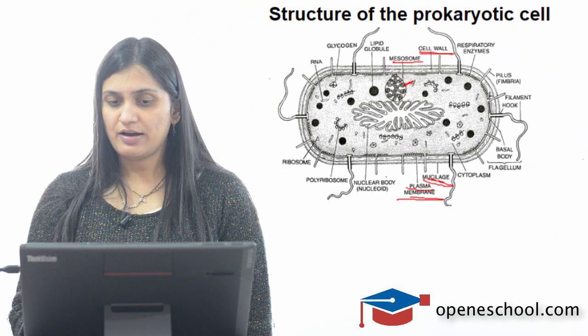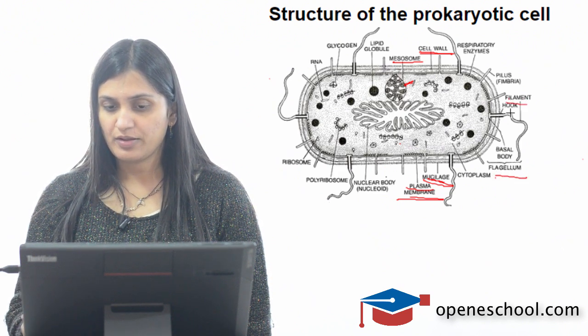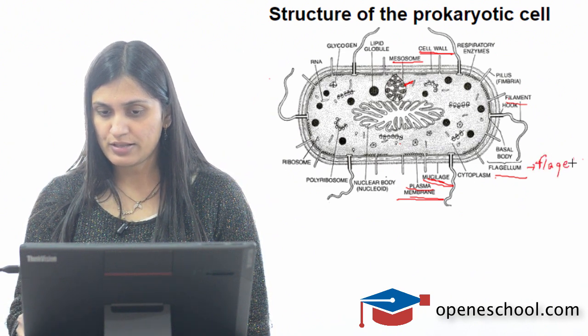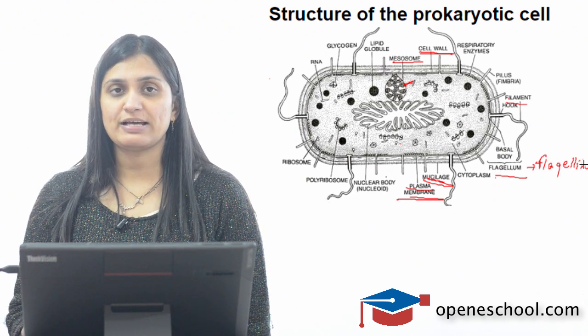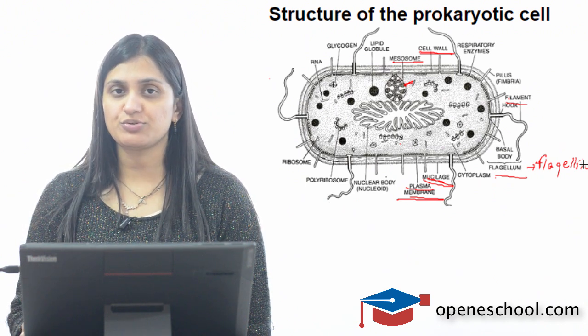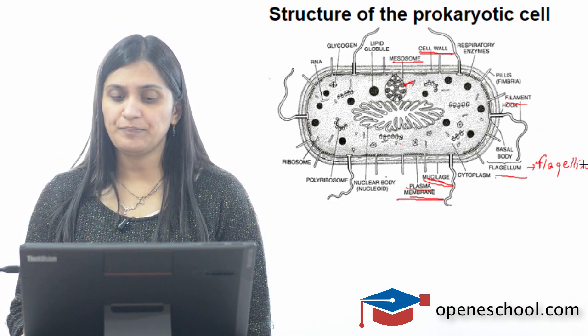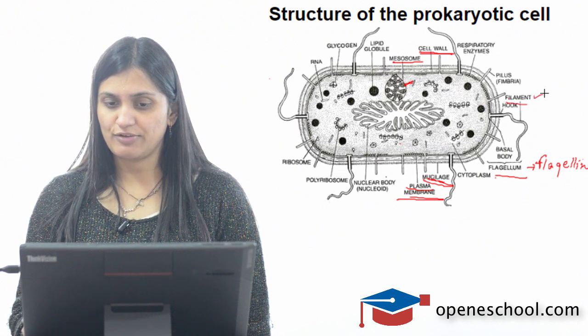Now the second structure is the flagella. Flagella are formed of a protein called flagellin. The function of the flagella is that it provides motility to the bacteria. Some bacteria are motile and some are non-motile. The flagellum is formed of three parts. The first one is the filament, the second one is the hook, and the third one is the basal body.